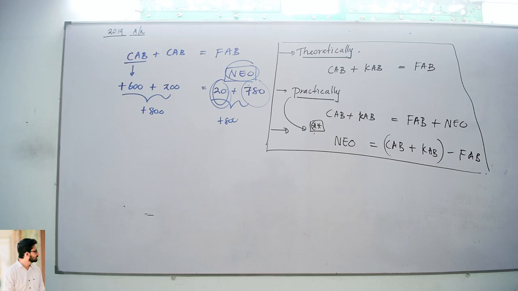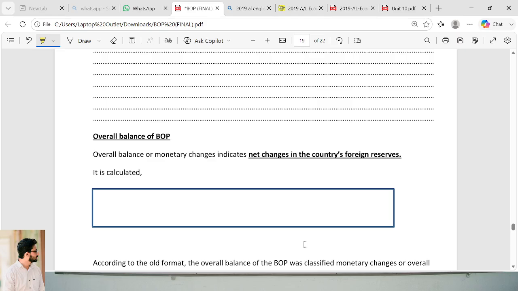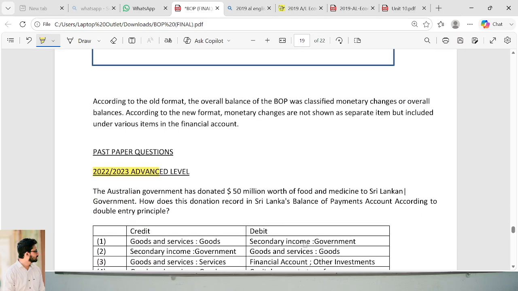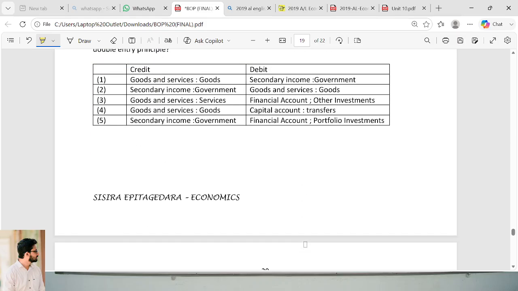What happened to you? There was a connection issue. Connection issue, okay. Are you okay with this, which is on the board, theoretically, practically, and the third equation that I have derived from? Yes, sir. Okay, right.